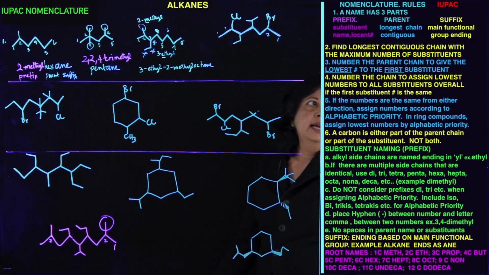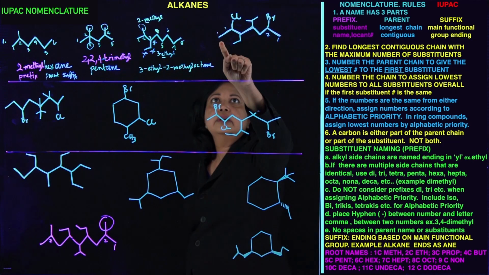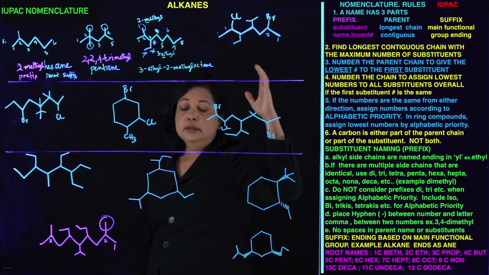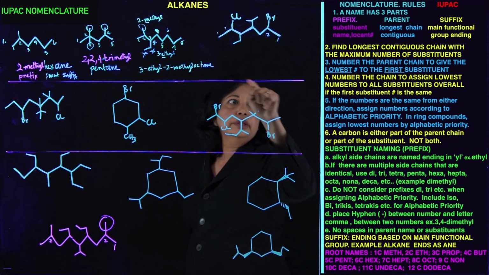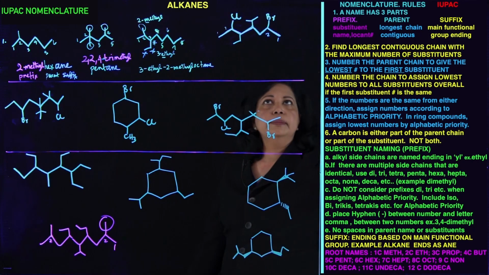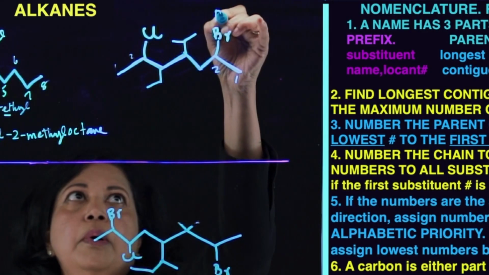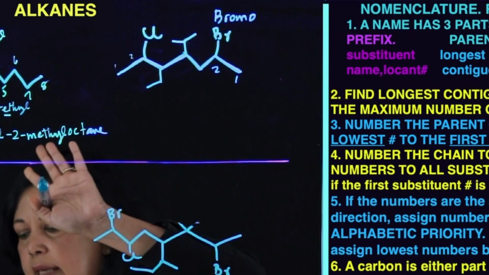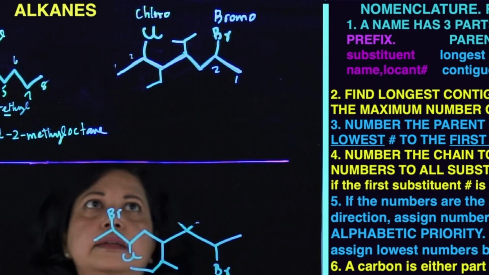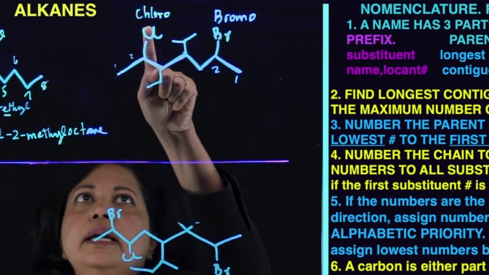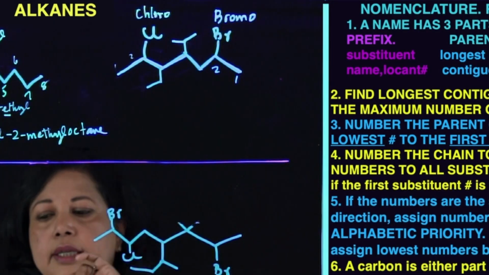Let's look at the rules. Number the parent chain to give the lowest number to the first substituent. So over here, 1, 2, 1, 2. Well, both are correct. If the numbers are the same in either direction, assign according to alphabetic priority, which means B before C. So bromo, and halogens have the exact same priority as hydrocarbons. So let's say you have a bromo here and a methyl here. You don't give the hydrocarbon a preference. You go with the halogen because it's alphabetic priority.